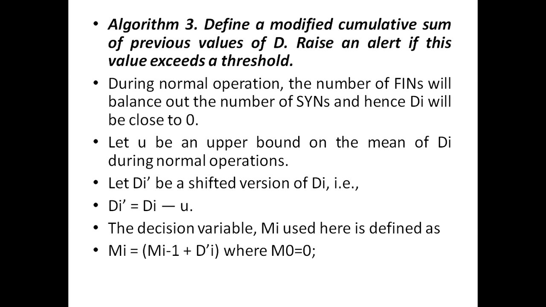During normal operation, the number of FINs will balance out the number of SYNs and hence Di will be close to 0. Let U be an upper bound on the mean of Di during normal operations. Let Di' be a shifted version of Di, that is Di' = Di - U. The decision variable Mi used here is defined as Mi = (M(i-1) + Di')+, where M0 is equal to 0.